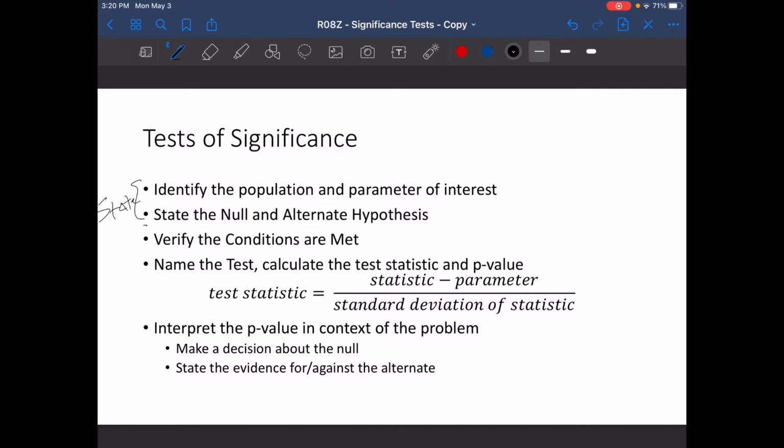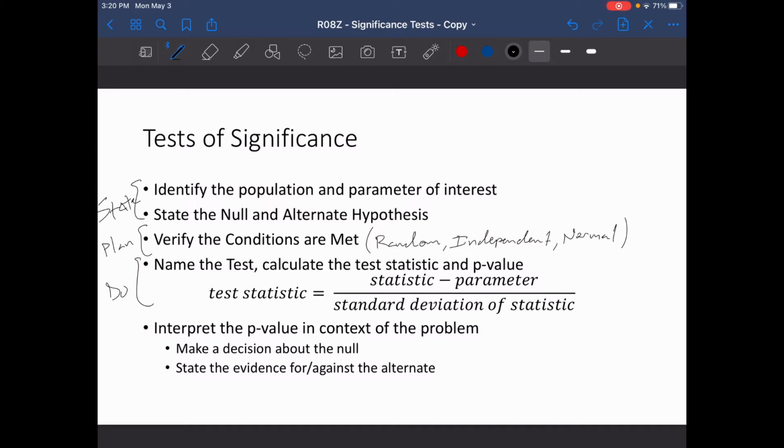From there, we need to verify that the conditions are met. This is the plan portion of the problem. So we need to check for random, independent, and normal. Okay. Then from there, we need to complete the do portion.